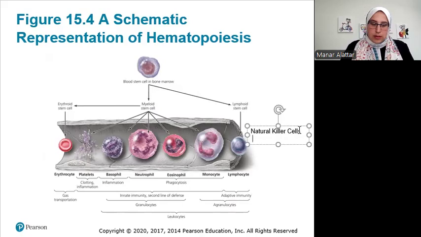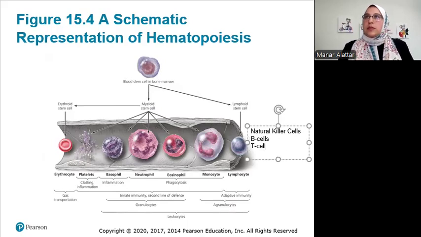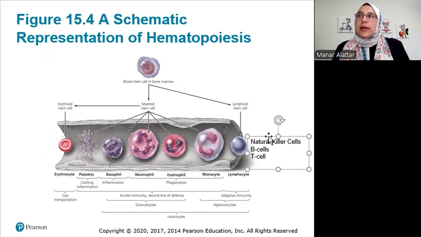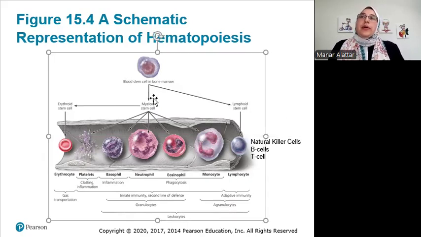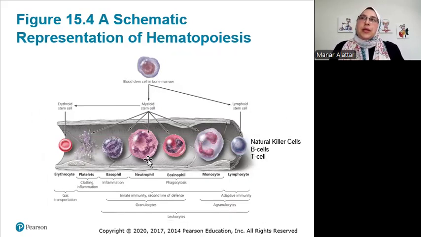Okay. And B lymphocytes and T lymphocytes. So those three types of cells will result from a lymphocyte. Okay. So let's learn a little bit more about each of these.